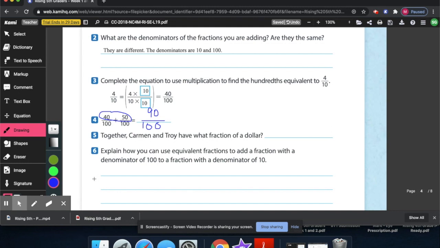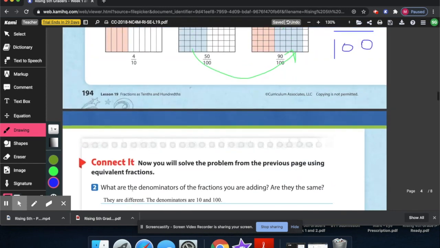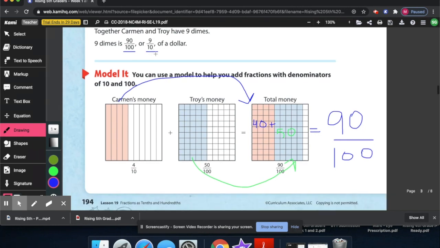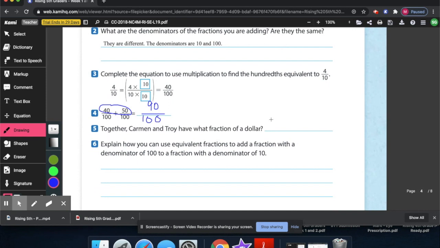Number 5. Together, Carmen and Troy have what fraction of a dollar? Okay, we just have to look back up because we've already solved this. We just got to figure out which fraction we want to use. So we go back up. Oh, here we are. 40 tenths, 50 hundredths. They have it in the hundredths form. So we could say it's 90 hundredths of a dollar. Or if you look back here where they also named both of the fractions, you can put 9 tenths of a dollar. So I'm going to put both so you can see them both and know that they are equivalent fractions. So if you just put one and not the other, it's totally fine because they're equivalent. They mean the same thing.